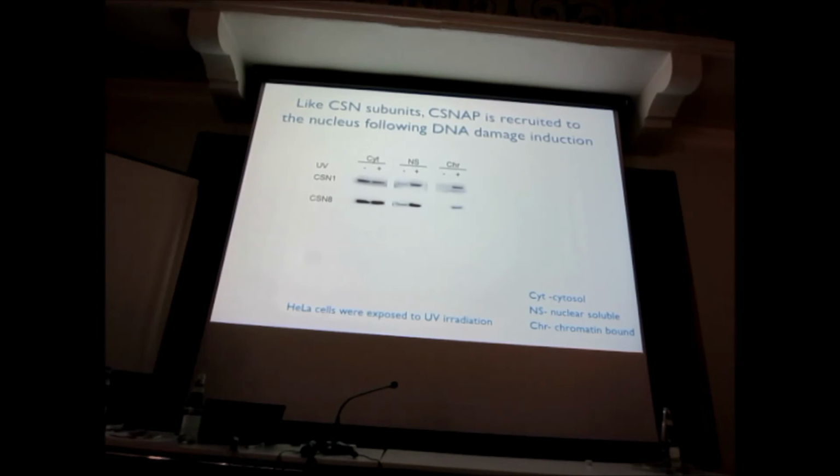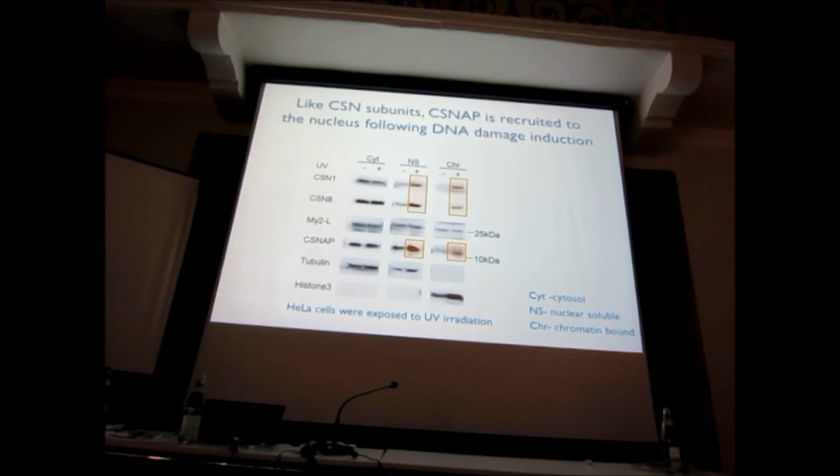But we wanted to demonstrate within cells that CSNAP is indeed an intrinsic subunit. And in this case, we did this by taking advantage of the fact that we previously showed that if you induce DNA damage by UV radiation to cells, the signalosome is transiently relocalized to the nucleus, to the chromatin bound and to the nuclear soluble fraction. So if CSNAP is indeed an integral subunit of this complex, we would expect it to follow a similar relocalization. And this is indeed what we see. We see increased levels of CSNAP following DNA damage in the nucleosoluble and chromatin-bound fraction, and there's no change in the levels of the longer isoform.